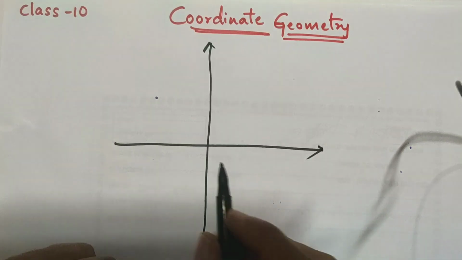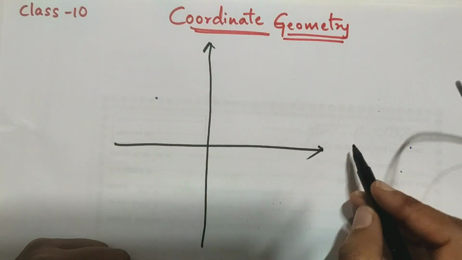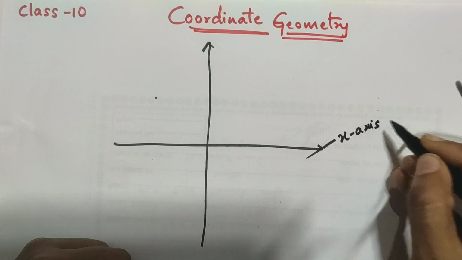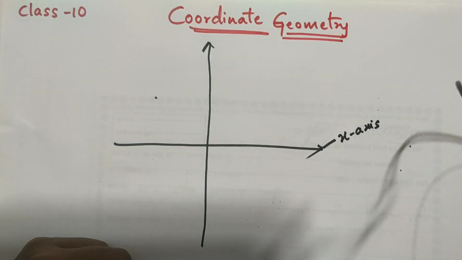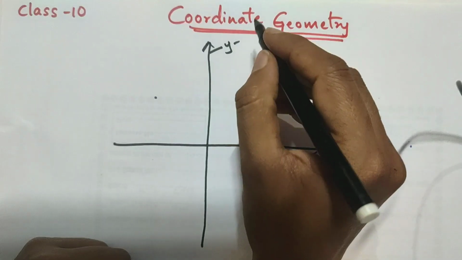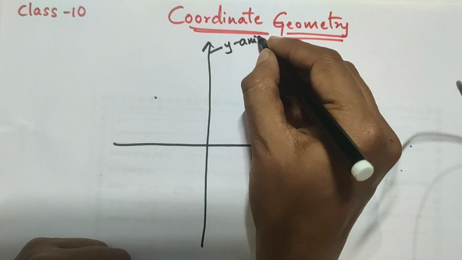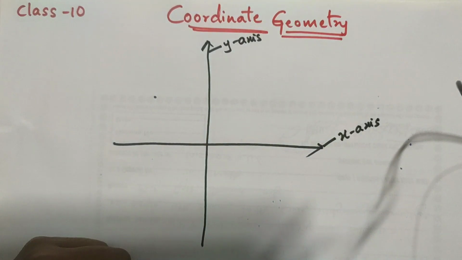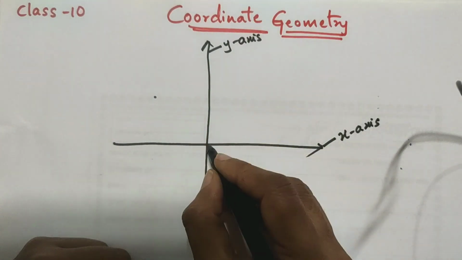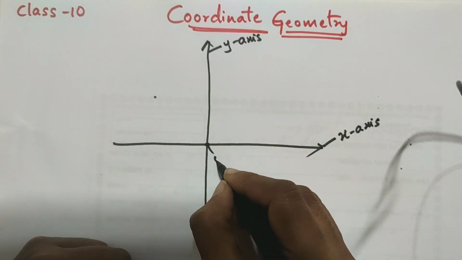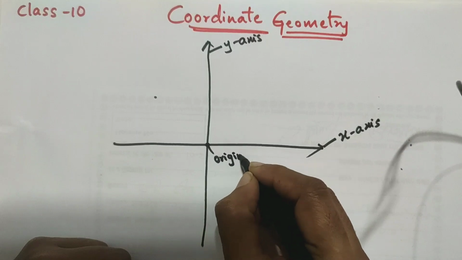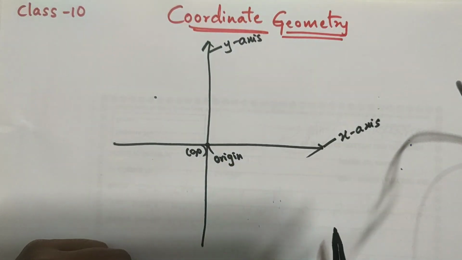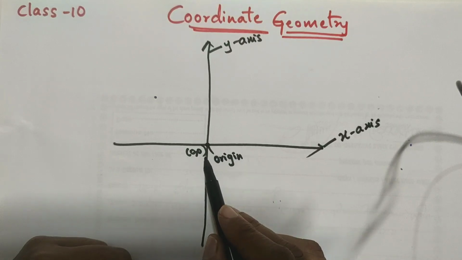As you all know, if they intersect like this, the horizontal line is always called the x-axis. What do we call the horizontal line? The x-axis. And what do we call the vertical line? The y-axis. Horizontal line is called the x-axis. Vertical line is called the y-axis. What do we call the point where these two meet? Origin. And what is the point here? 0, 0.